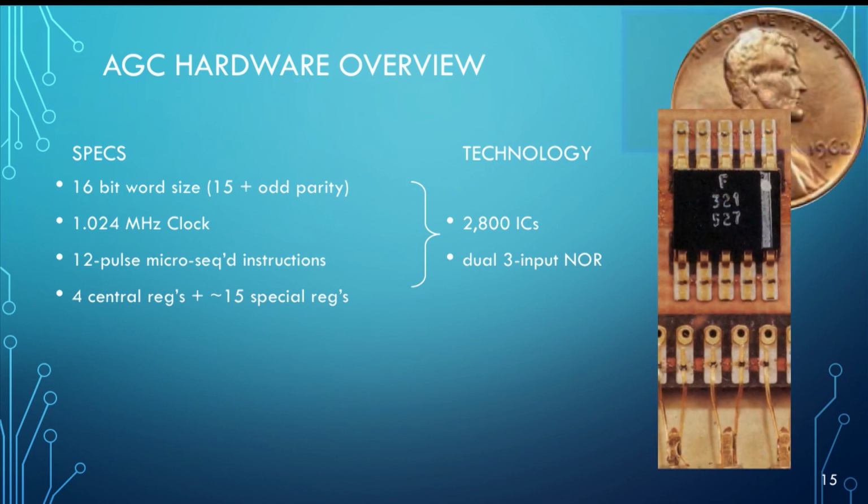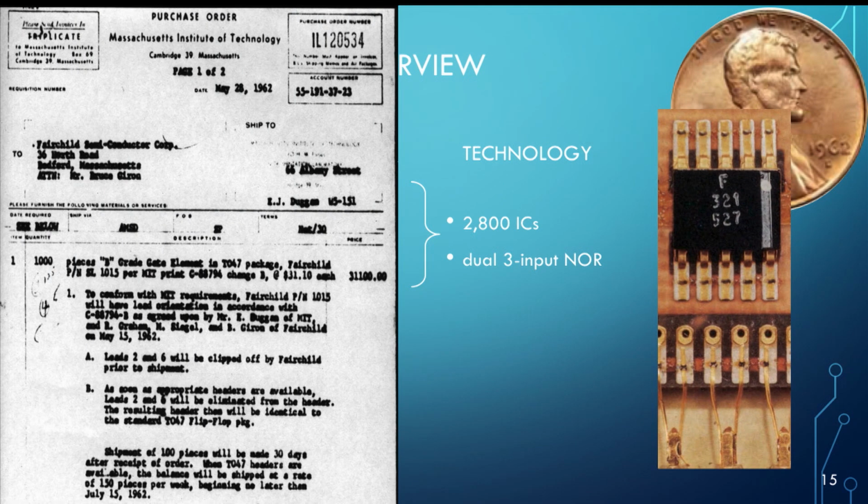This is an actual picture of one of those packages. So inside of that one package are 2 3-input NOR gates. These were just being manufactured in 1962 when they committed to use them in the Apollo program. So this is actually an invoice from MIT to Fairchild Semiconductor to purchase 1,000 of these, at $31 a piece is what each of these individual circuits cost.